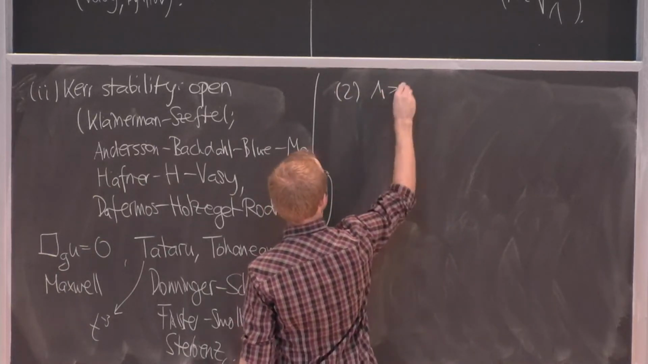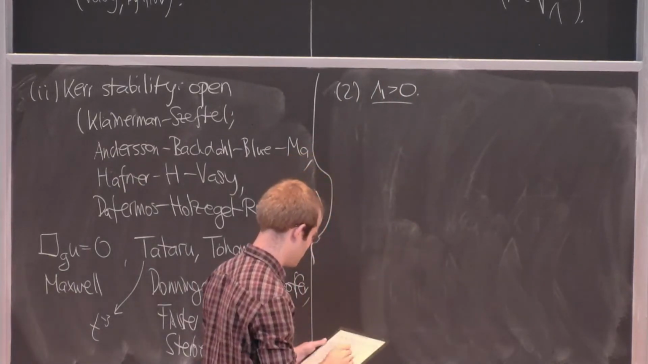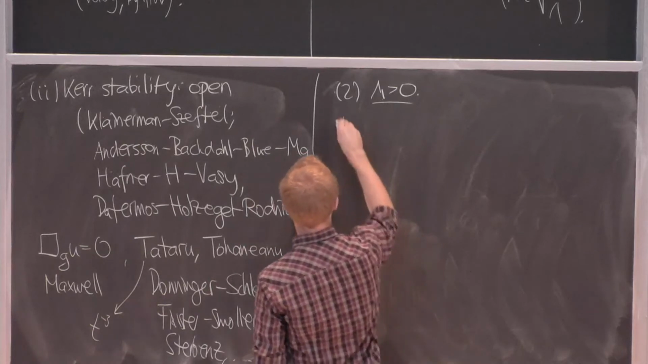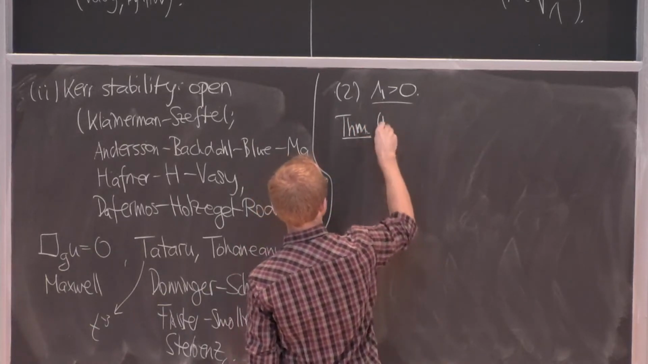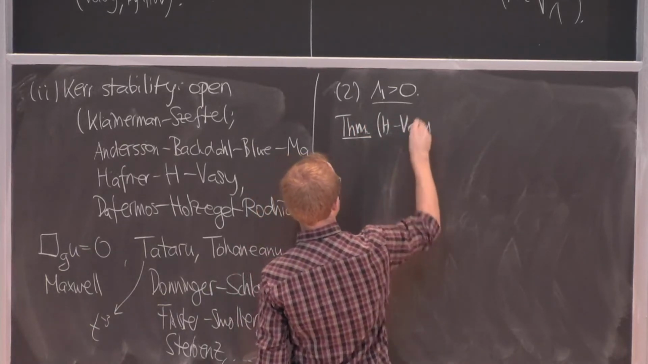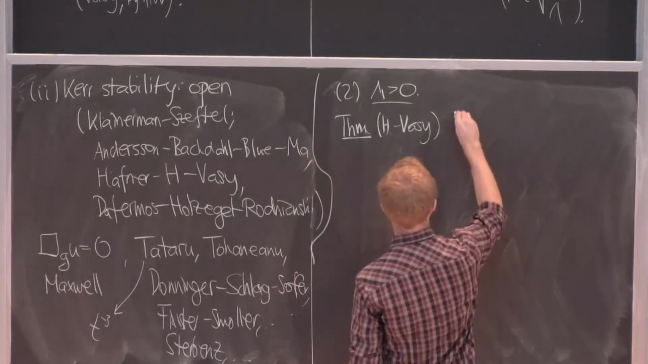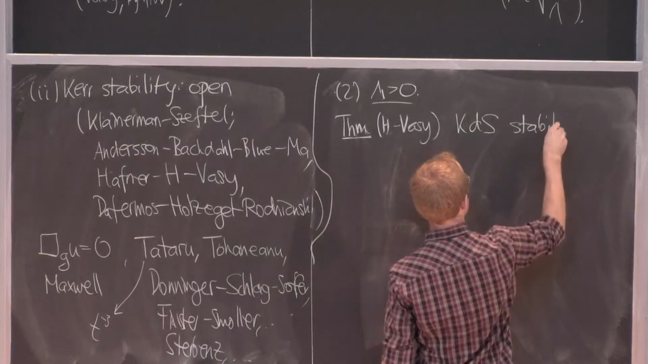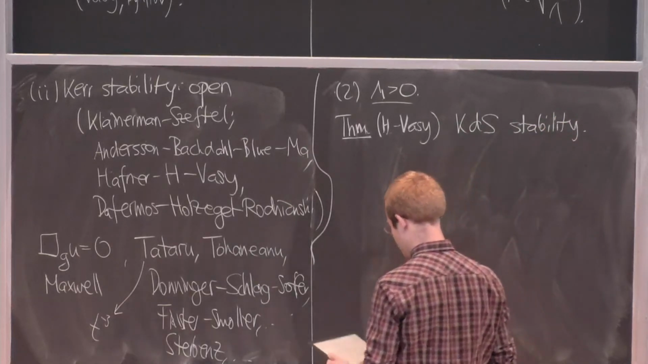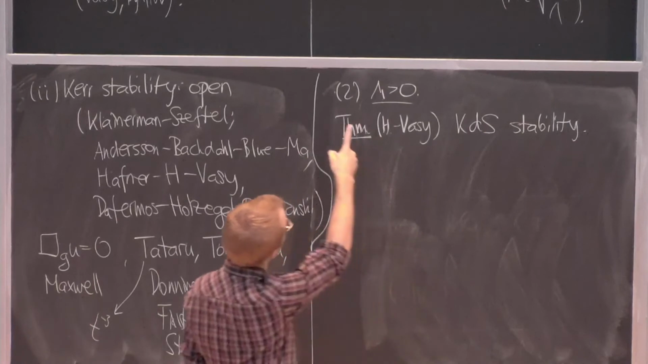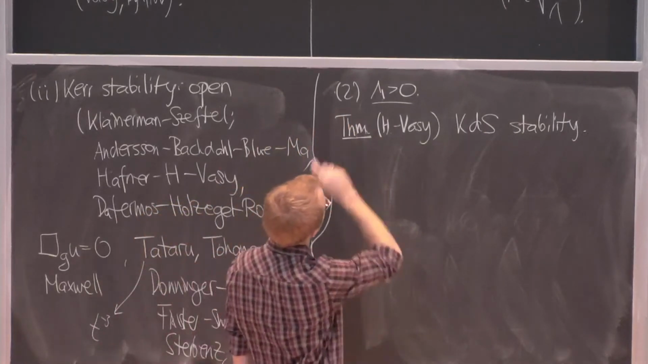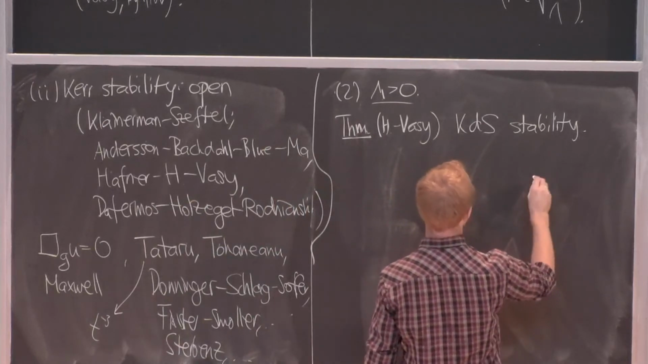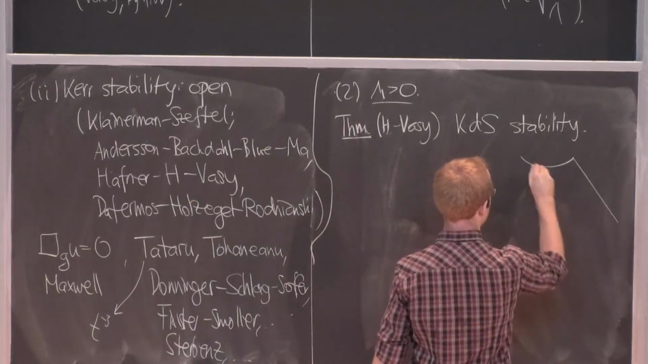So if lambda is positive, the situation in terms of decay is much better. And so there we have the following theorem, which is the analog of the Kerr stability problem, but for Kerr de Sitter black holes. And so that's the theorem. And it states the following. So I have the Penrose diagram up there. That's also the diagram for Kerr de Sitter. So let me just redraw it here, in a slightly different fashion.